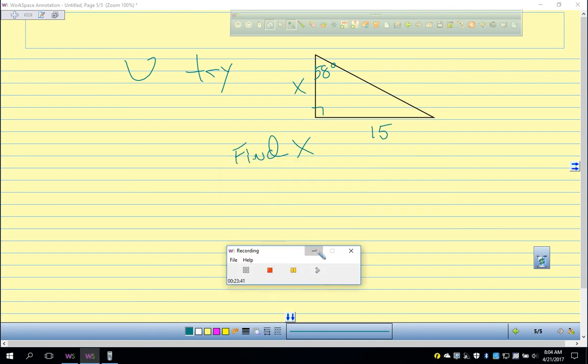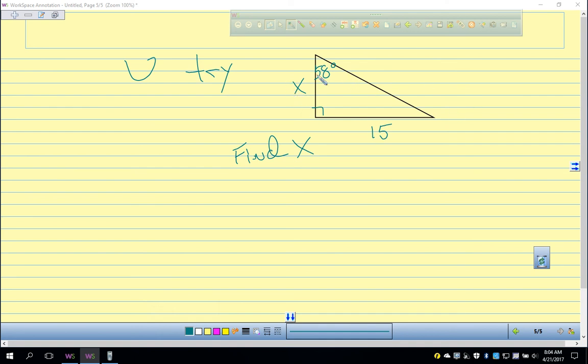I got 1.82 because I was in radian mode. Then I changed it to degree mode, and then I got the right answer. So yeah, if you got 1.8, you're in the wrong mode. You have to make sure that you're in degree mode for these. So make sure of that.